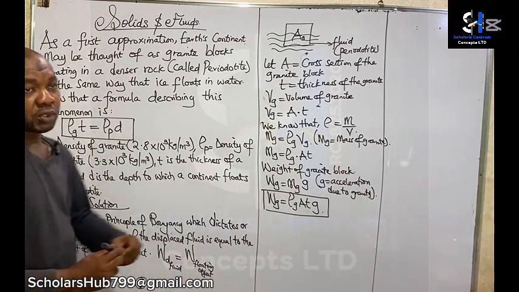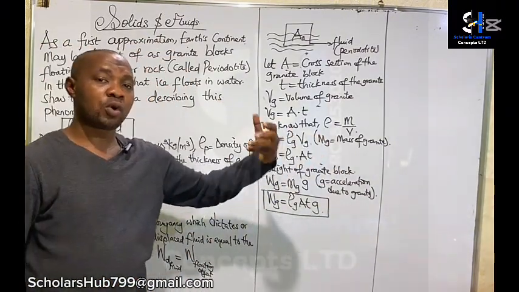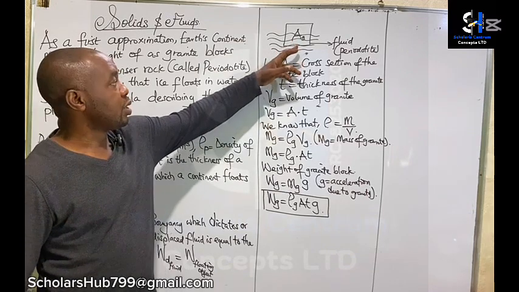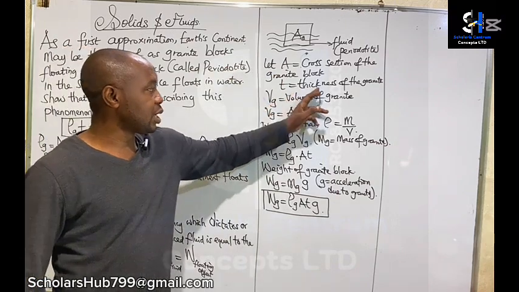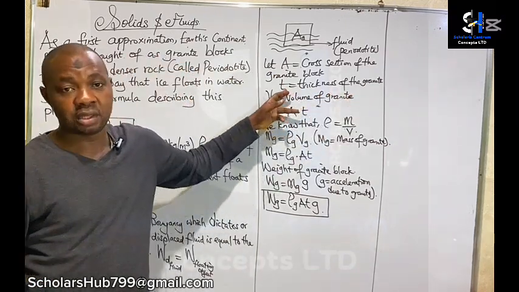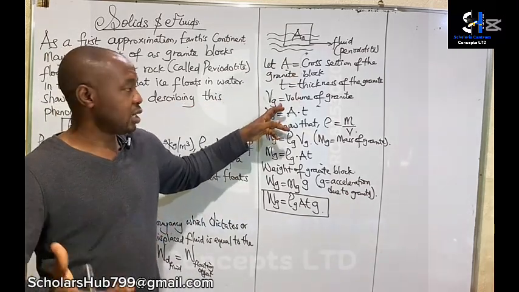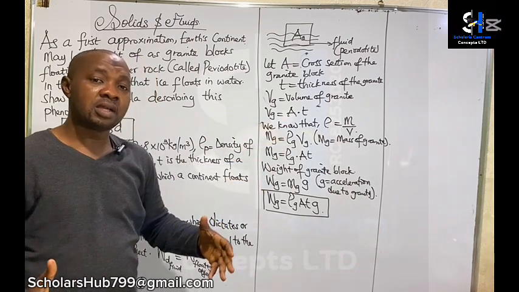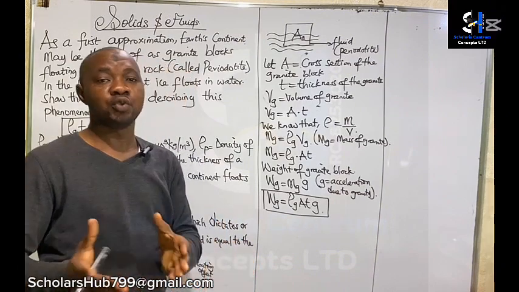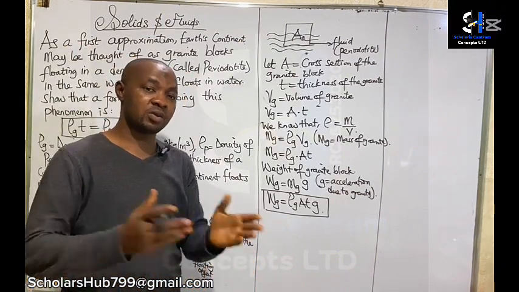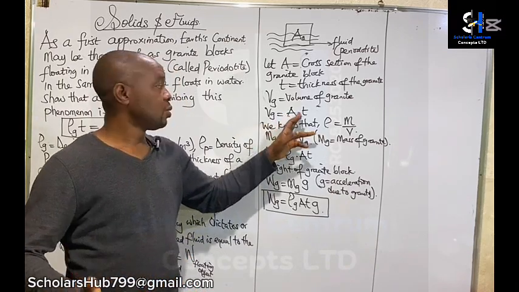So that's what I just explained here. We need to consider a column of granite with cross-sectional area A and thickness T. So the thickness of the granite is represented with the letter T, and the cross-sectional area is A. Now the volume of the granite is area multiplied by height, because area is length times width. So length times width times height equals volume. In this case, the volume of granite will be the cross-sectional area of the granite multiplied by what?